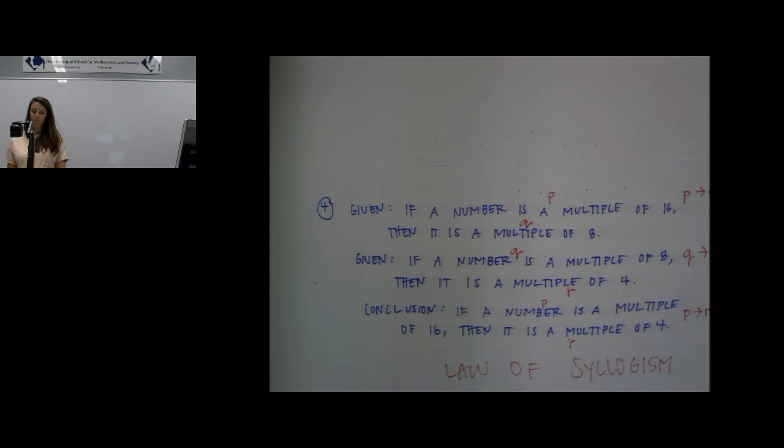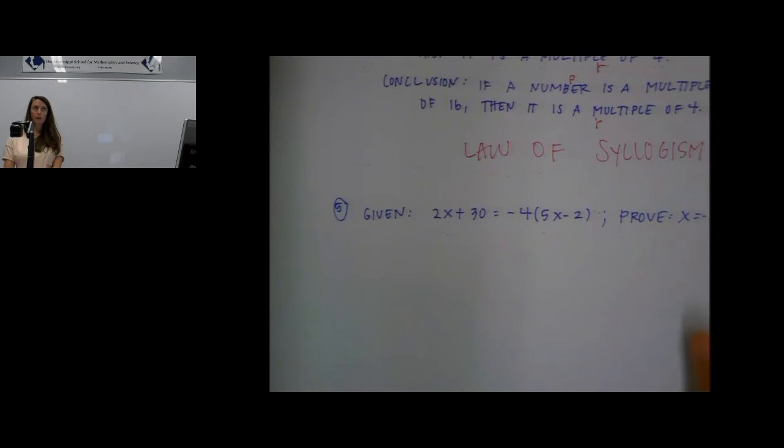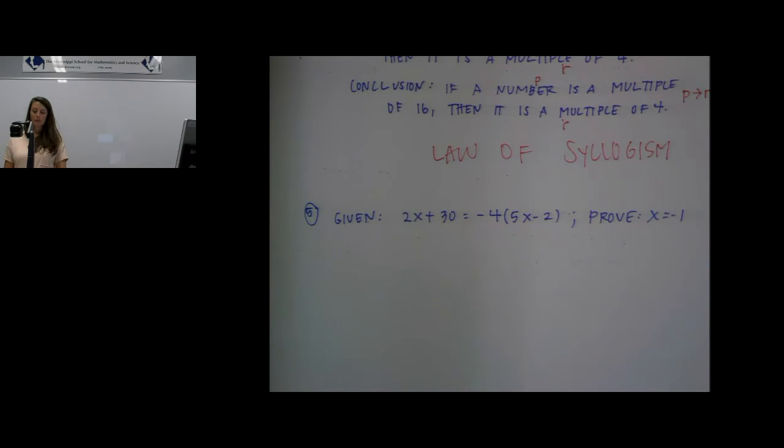Good deal. Detachment is when you are given P implies Q, and then you are given P, and therefore you can conclude Q. Alright, so now about this one.